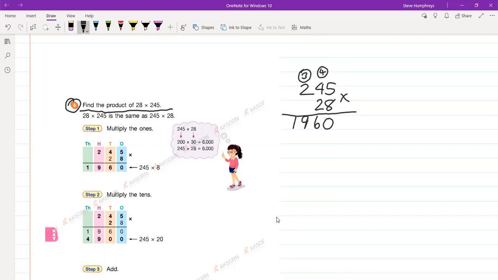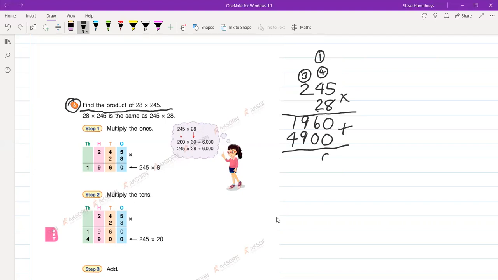Okay, remember, we're going to multiply by the 2 now. We need to put our 0 in the ones column. Okay, 2 times 5 is 10, 0 down, carry 1. Okay, 2 times 4 is 8, plus 1 is 9. And 2 times 2 is 4. Now we're going to add these together to get the answer.